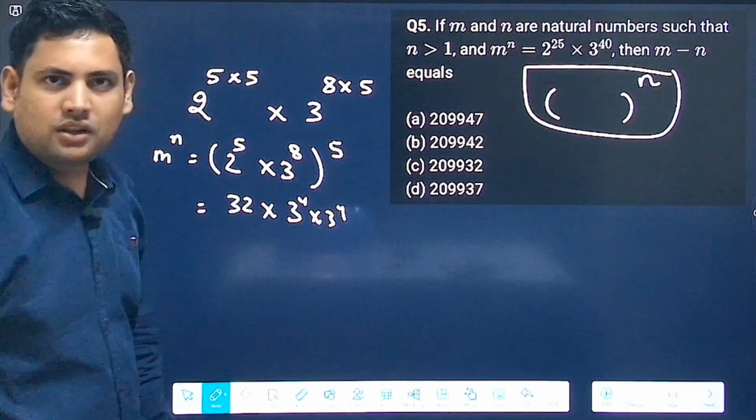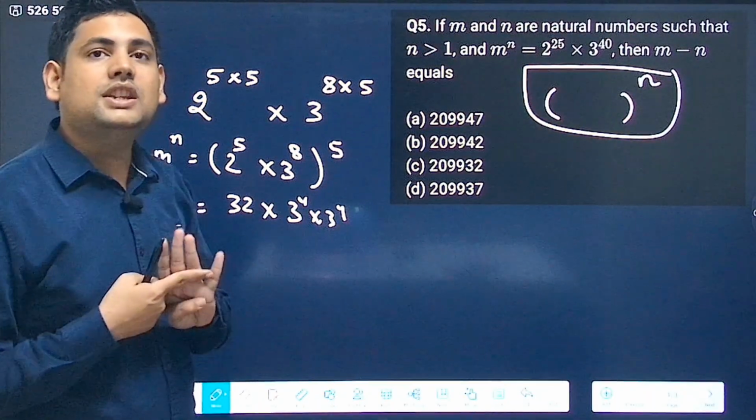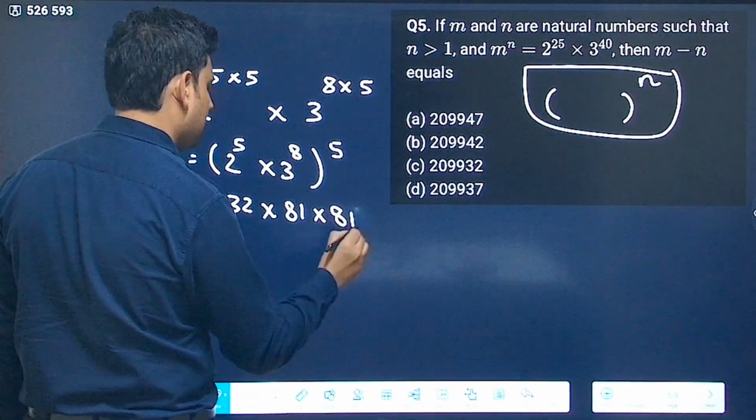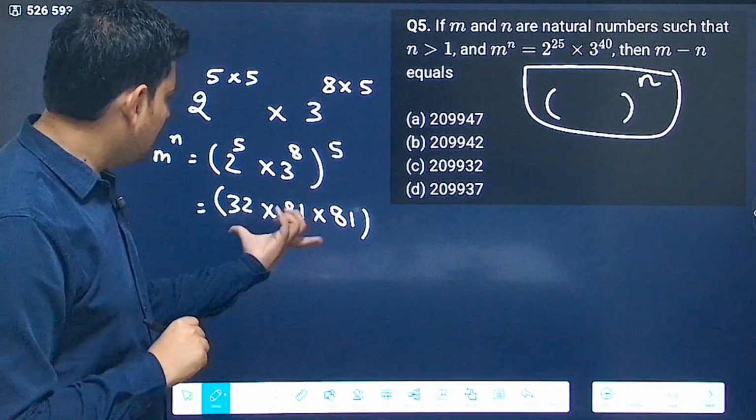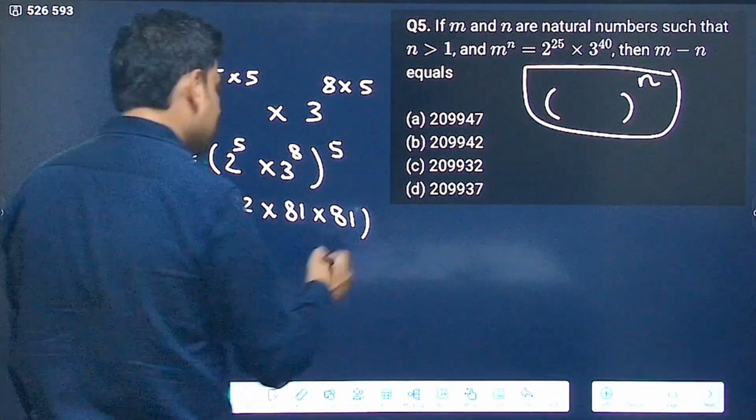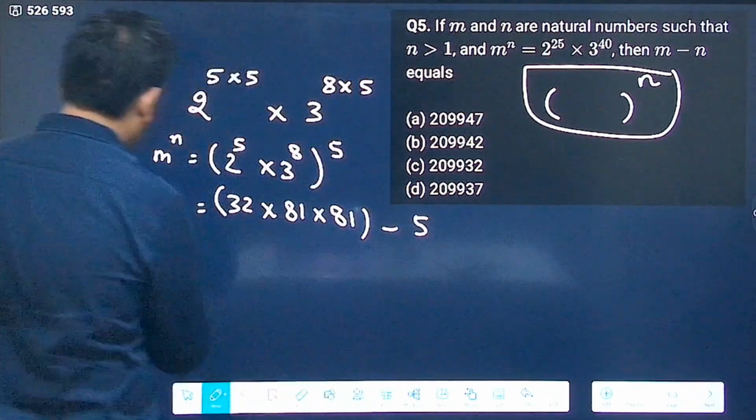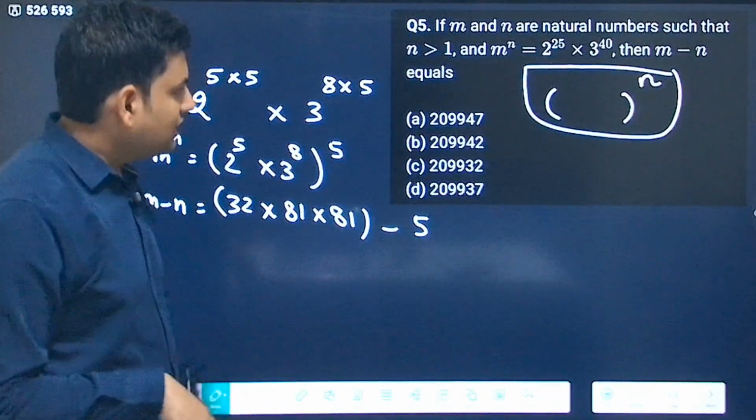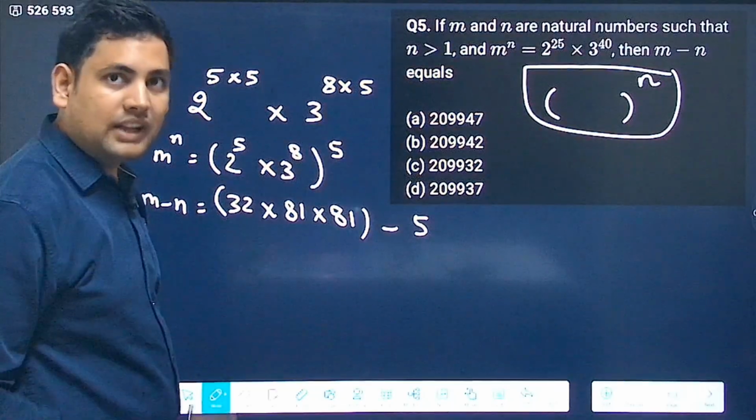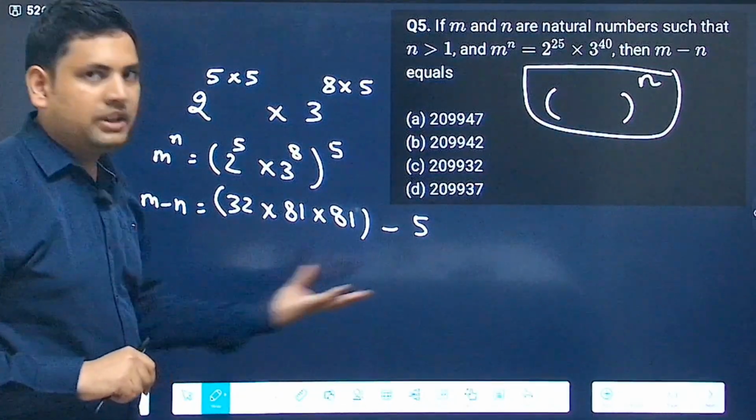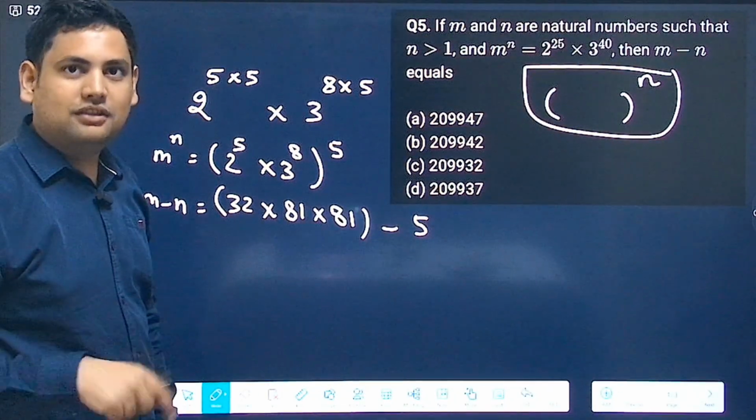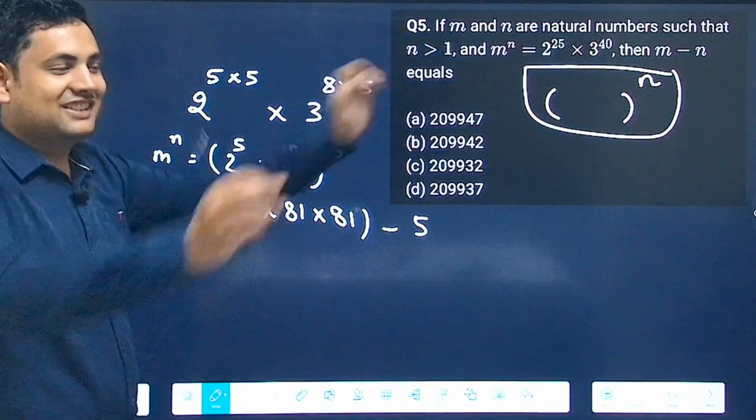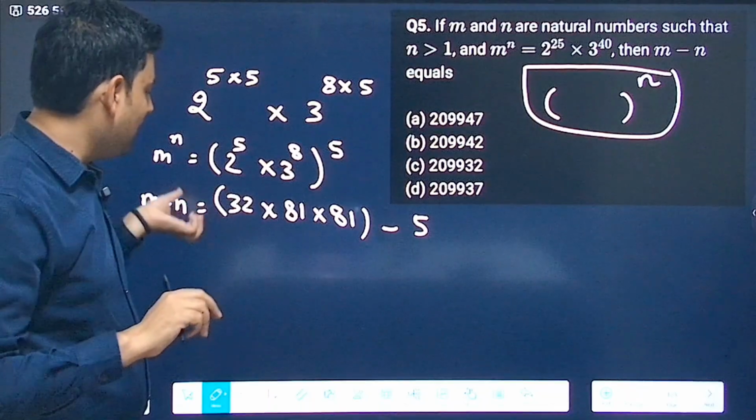Now what is 3 power 4? 3 3s are 9, 9 3s are 27, 27 3s are 81. So essentially this is 81 into 81. This you got. This is the value of m. It is asking you m minus n. So m I have written, and n is 5. Now see, you don't have to solve it. I will tell you how you do this. That is important, that you don't multiply and then minus 5. That will be very time taking. So that will be time consuming.